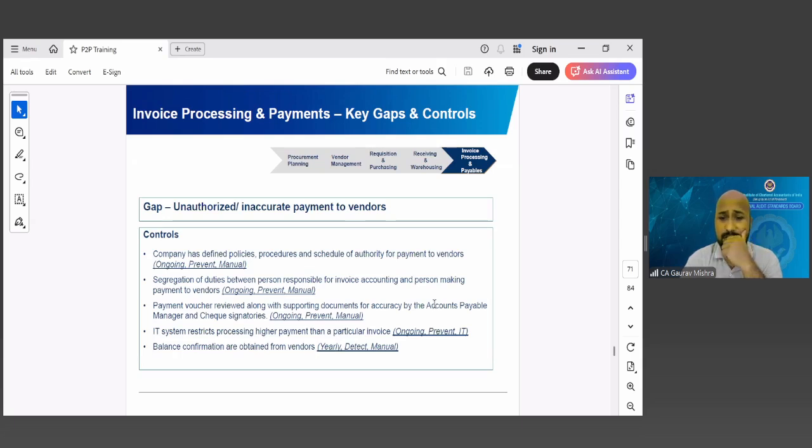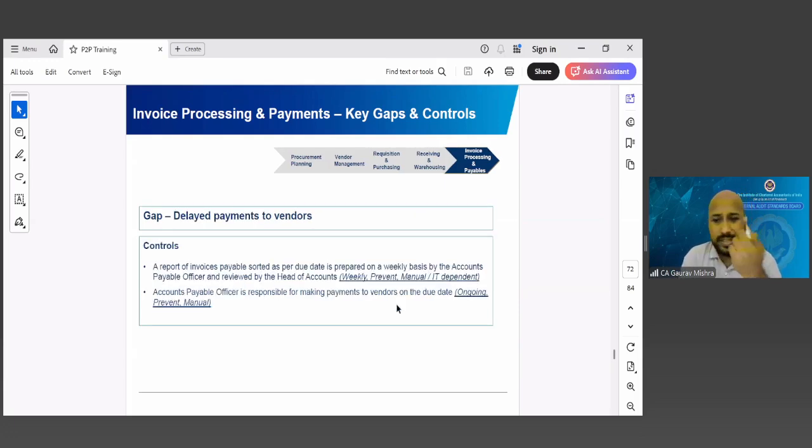If you see, these are the cases. Segregation of duties between the person responsible for invoice accounting and the person making payment to the vendors. These are the major risks. Delayed payment, early payment to vendors and delayed payment both are risks.